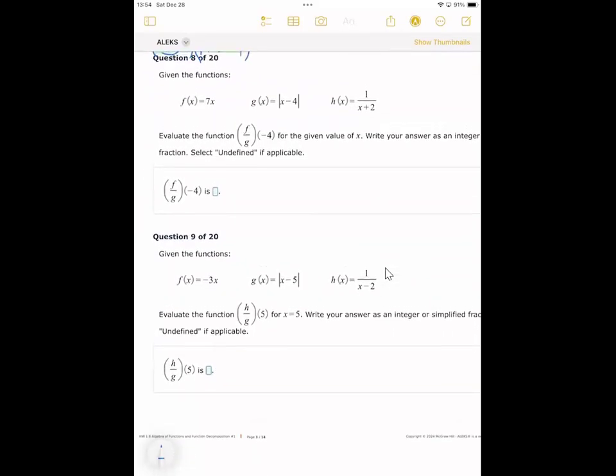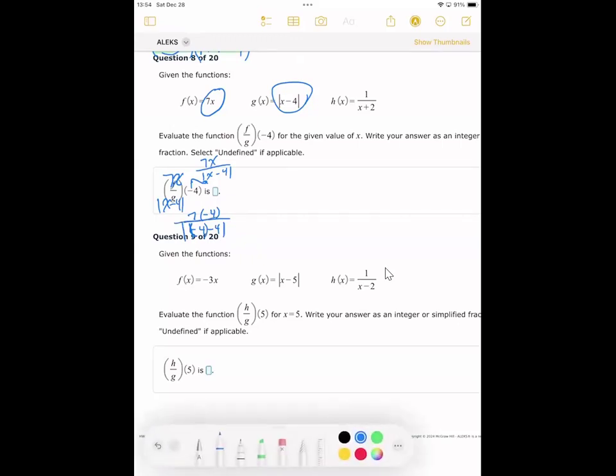The next problem says, take 7x, that's your f, divided by g of x, which is the absolute value of x minus 4. So that's what the division is going to look like. It's going to be 7x over the absolute value of x minus 4. The next step is to substitute -4 for x. So 7 times -4 on the top, and the bottom is -4 inside the absolute value. Right? So I just change all the x's to -4.